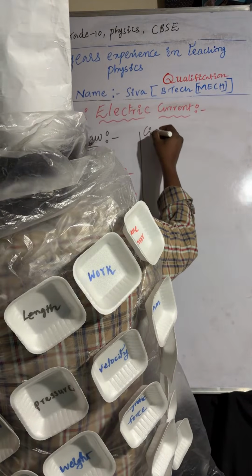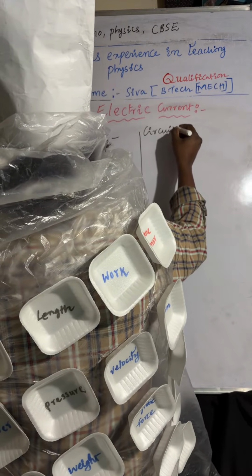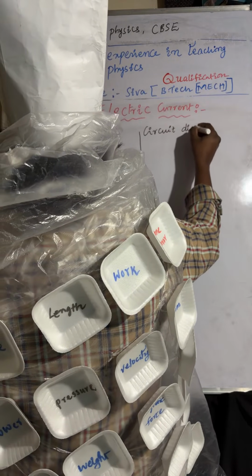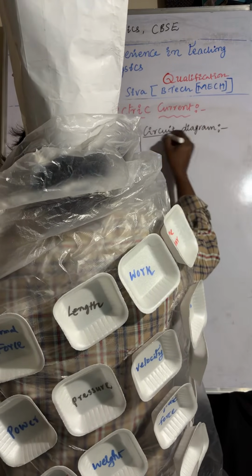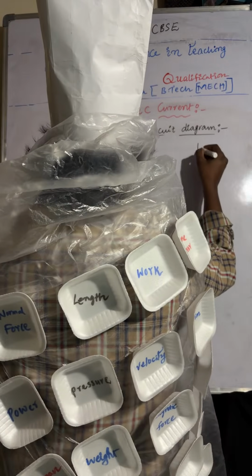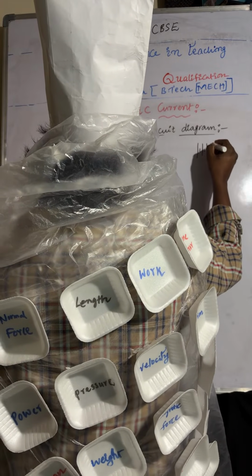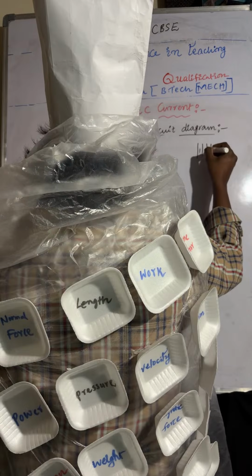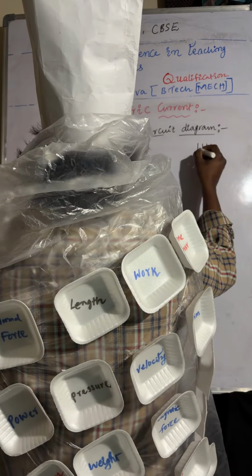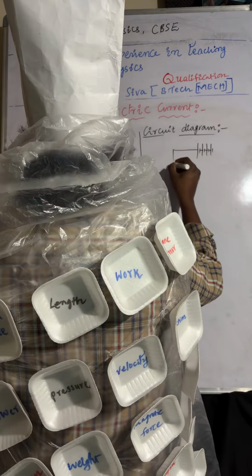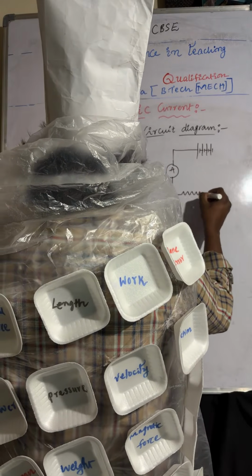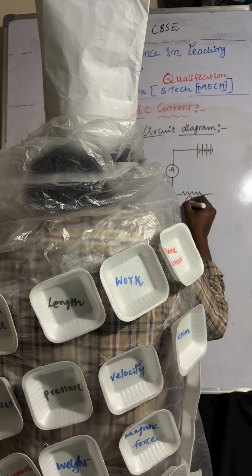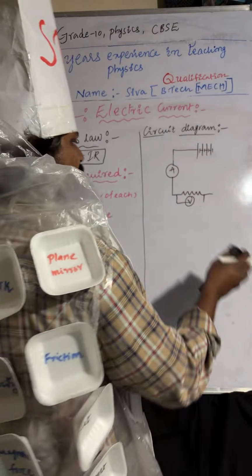Next, the circuit diagram. You can observe: 4 cells, 1, 2, 3, 4. I am connecting them to the ammeter and the nichrome wire. This is the nichrome wire, connected to the circuit.